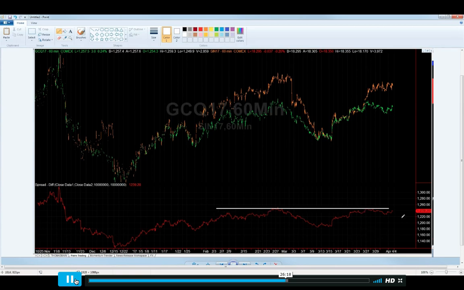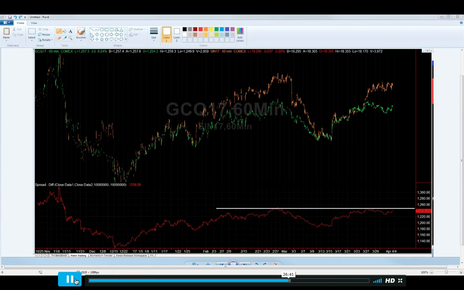Again, at an extreme, we're bouncing off resistance with the spread difference. Silver had rallied quite a bit. Gold was trailing behind. Sold silver, bought gold. It took a couple days for it to move back together, 3 days, and then out of it.